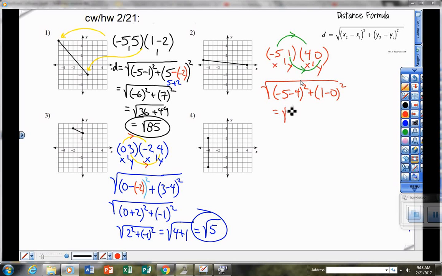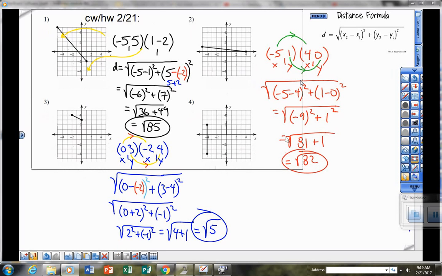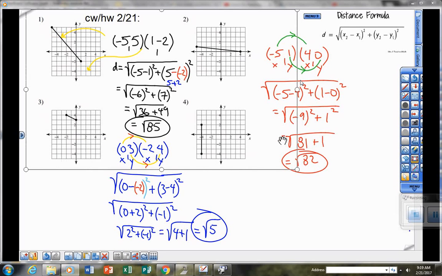Gives me -5 minus 4, which is -9 squared, plus 1 squared. That gives me negative 9 times negative 9 is positive 81 plus 1. And that gives me the square root of 82. And I believe that cannot be simplified. All right, next problem, number 4.